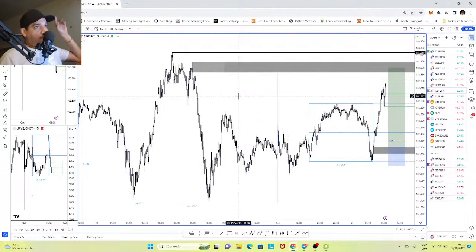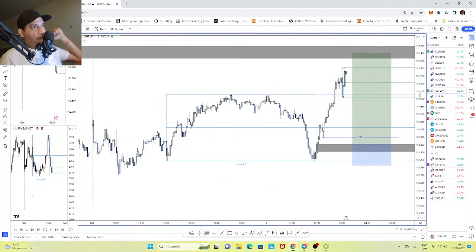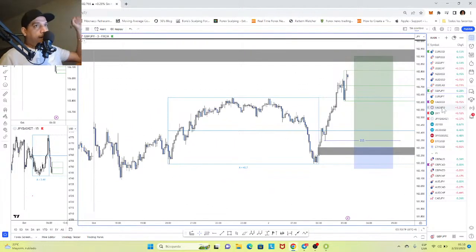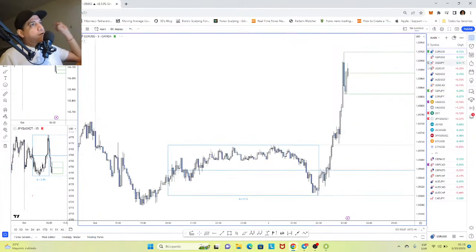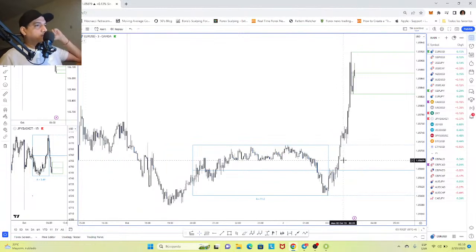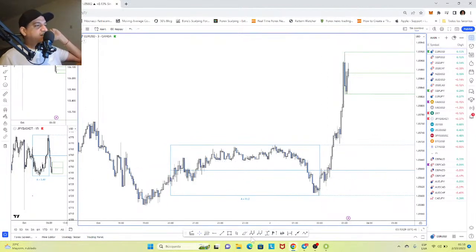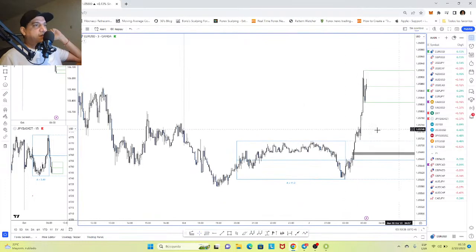Yeah, I'm gonna keep quiet because this is for VIPs only. But I'm fine. Euro USD, the euro versus the US dollar. This is a nice setup.